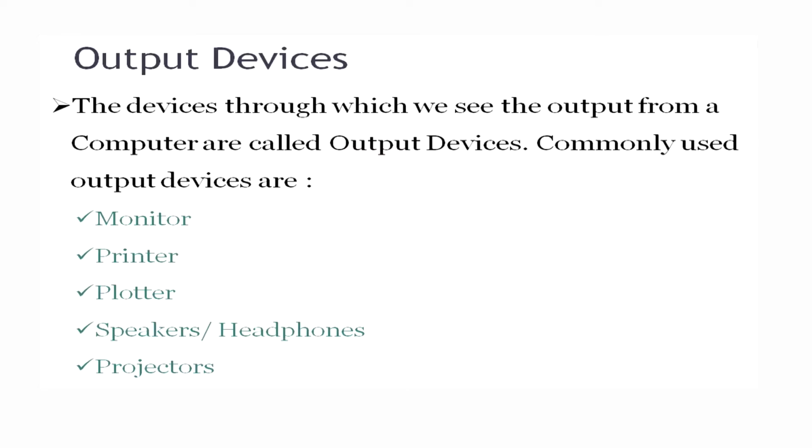Now, let's see how results are achieved. Which devices help us to view the final results that we get after processing of the input? So, let us have a look at the output devices. These are the devices through which we see the output from a computer, and the commonly used devices that we will be covering are the monitor, printer, plotter, speakers or headphones and the projectors. So, we start with the monitor.